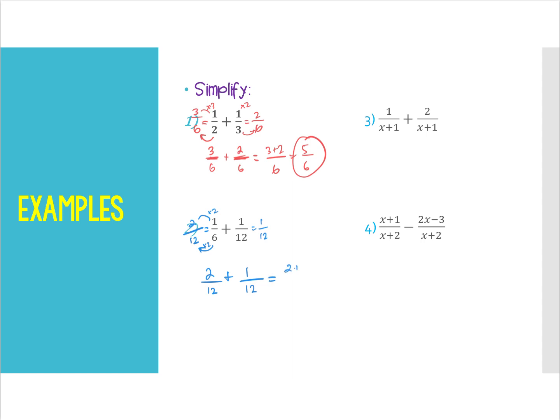Now I can just add my numerators. My LCD becomes my denominator, and my answer is 3/12 or 1/4. Always simplify your final answer if possible. And so that's how it works with numbers. Again, this is just a repeat. This isn't a new skill. This isn't even something you're going to be tested on. This is just getting you ready and primed up to get to the harder ones.